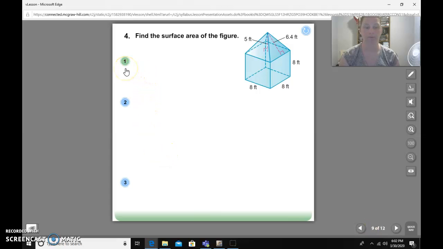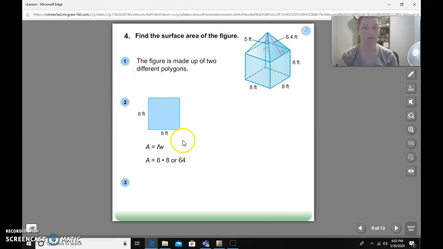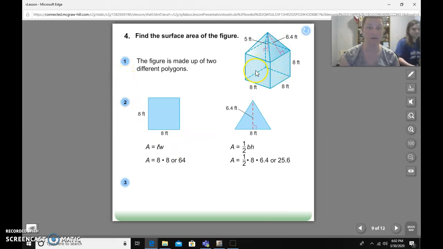We're going to do one more. Find the surface area of this figure. Got to have another pyramid in here. The figure is made up of 2 different polygons. You've got a cube and a pyramid. Excuse my daughter.